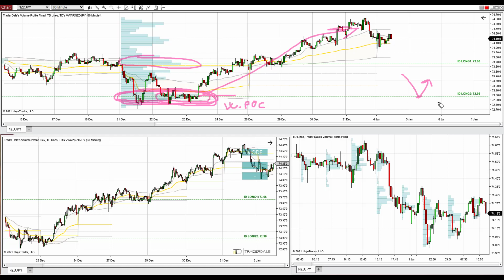The heaviest volumes were traded at 72.98. This is where it's most likely that the price will react. All right, now let's have a look at the second level, this one.